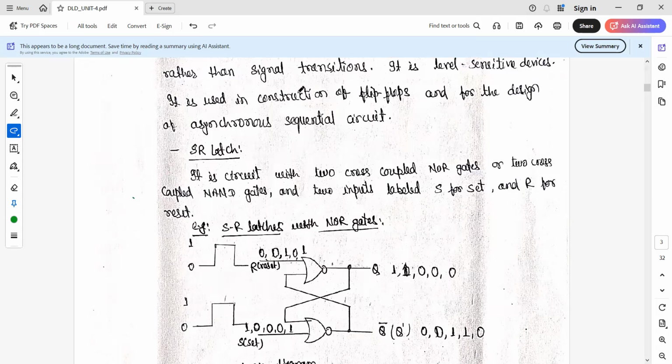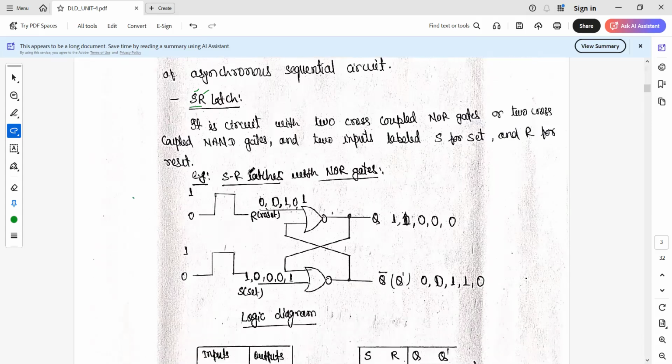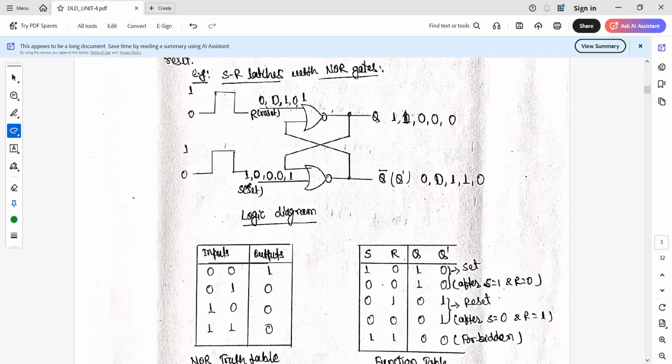We have different types of latches. The first one is the SR latch, where S is for set and R is for reset. These latches are cross-coupled devices, where the output is connected to the input. An SR latch can be designed with either NOR gates or NAND gates. First we are going to see the SR latch with NOR gates. One input of each NOR gate is taken as reset and set, and the outputs are Q and Q bar.